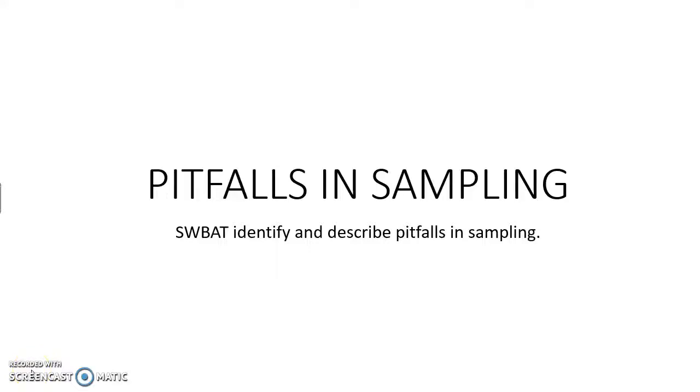Pitfalls in sampling. Our learning objective today is students will be able to identify and describe pitfalls in sampling. In the last session, we looked at why we sample in statistics. In most cases, it is simply too difficult to gather data about every individual from a population of interest. A sample of individuals collected from that population will be sufficient to help us make some inference about the population at large. However, there are some pitfalls that we want to avoid to ensure that we can get accurate results from our sampling method.